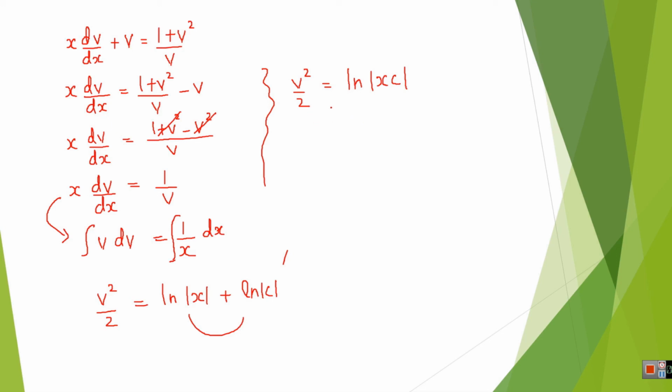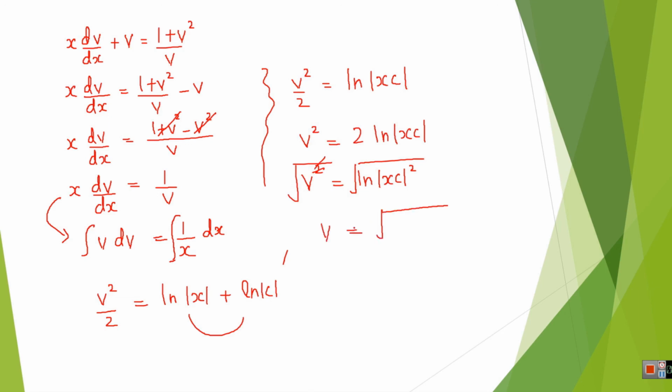Now that particular 2 here can be moved towards the right side of the equation, so we will get v square is equal to 2 times log xc, or you may write cx. Again, using the property of logarithm, this 2 can be written like that, log of (xc) to the power 2. Now what I have to do, since this is v square, is apply square root on both sides, so this will get cancelled out and we are left with v equal to plus minus square root of log of (xc) squared.